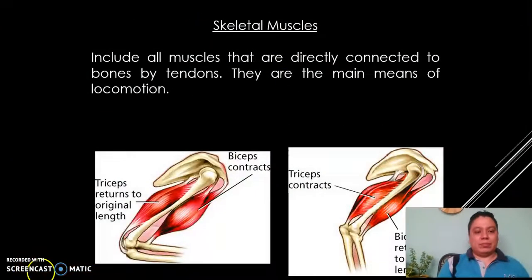Okay, think about it this way. I have a little string in here, so I pull the string and the arm contracts. Now I have a little string over here on this side, and I pull on that string and the arm is going to extend. Okay, that's how this works with skeletal muscles.